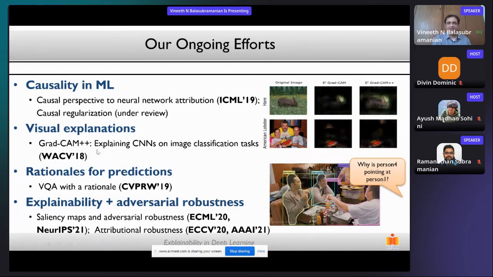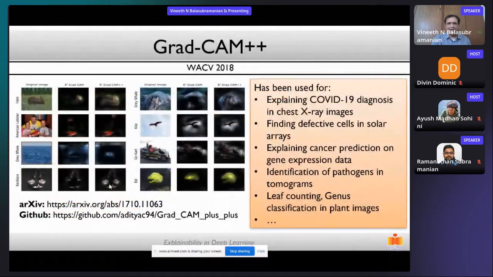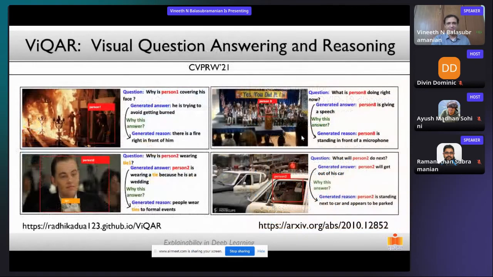As Ram also mentioned, we had our work called GradCam++, which has been extensively used in several domains over the last few years. We've also been looking at how you generate human understandable rationales for predictions. Maybe I'll show you some of these examples as we go. GradCam++ has been used in several different domains to explain decisions, especially on images. So here is an example of the rationale that I was talking about.